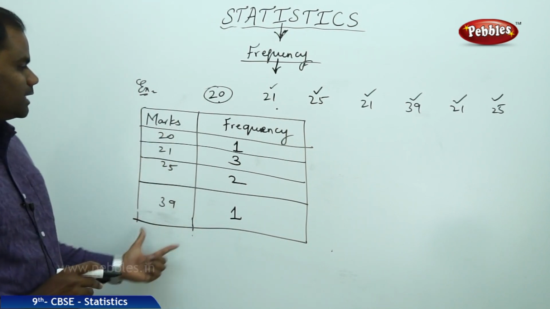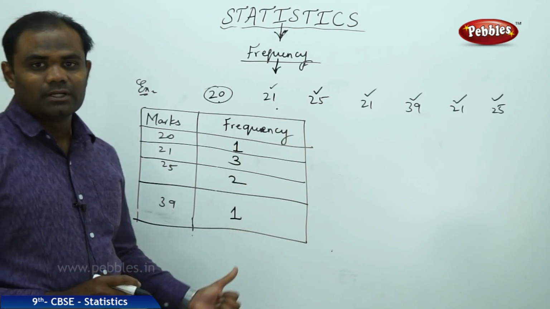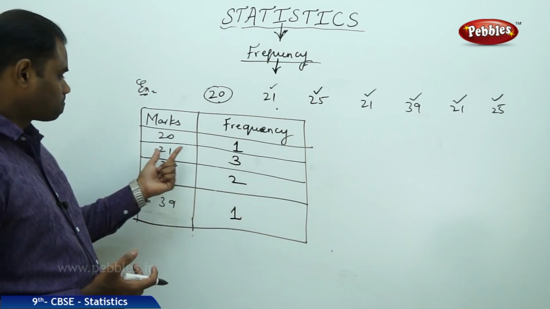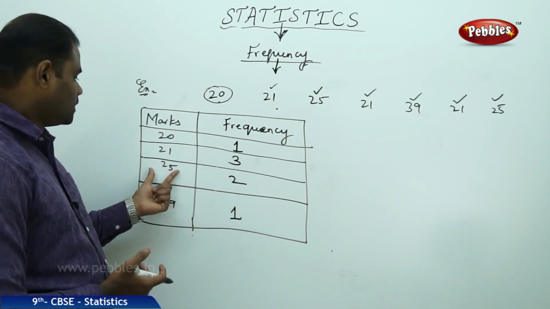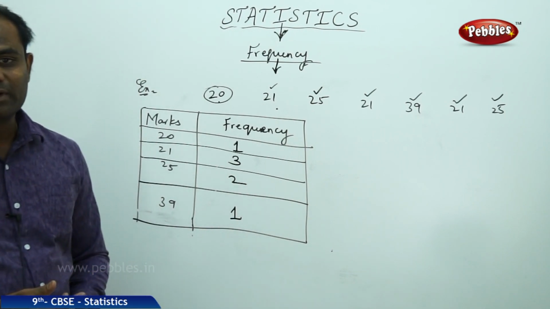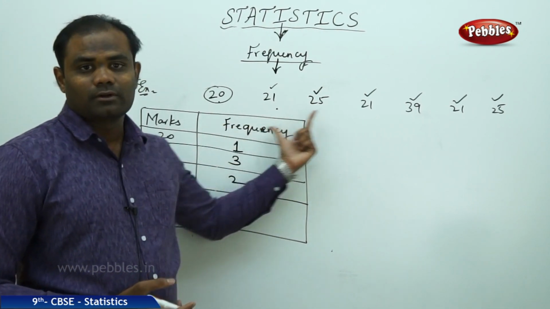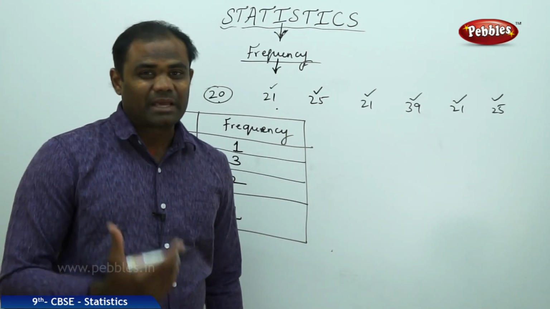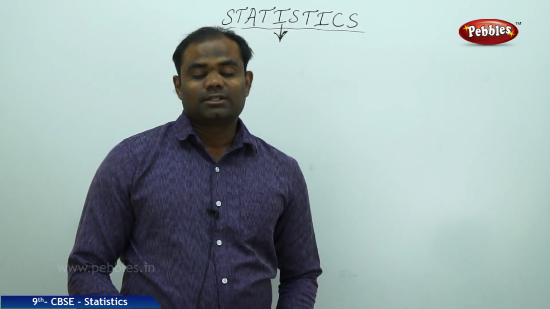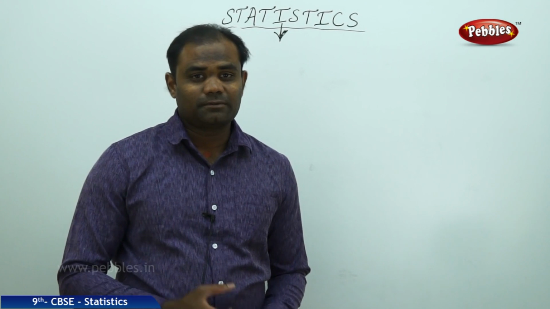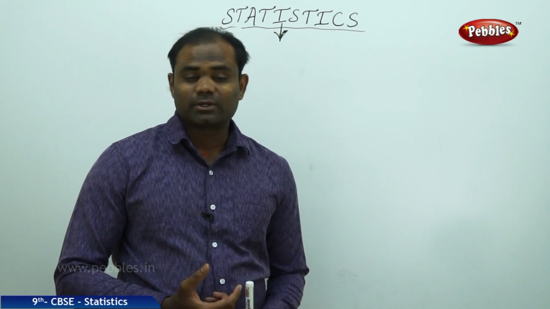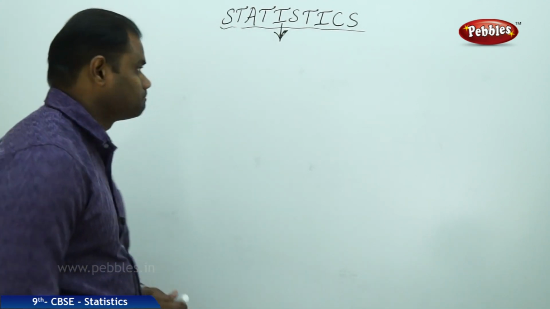So each value is defined with its respective frequency, depending on the number of times it occurs in the data. 20 occurs once, 21 occurs 3 times, 25 occurs 2 times, 39 occurs once. This is how we understand the frequency for the given data: the number of times it repeats in the given data. This session is about construction of a frequency table. Now that we have defined what a frequency is, now comes the question of how to construct a frequency table.